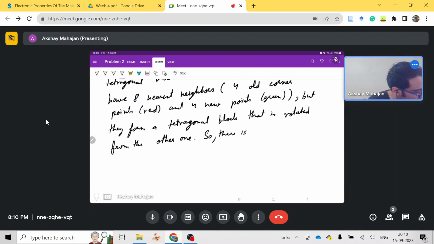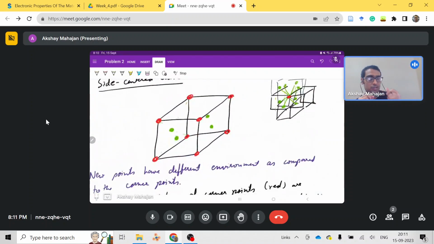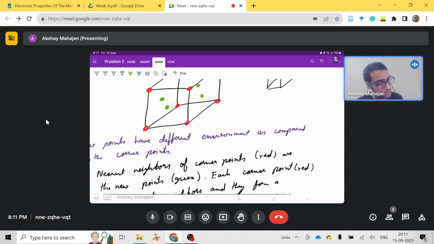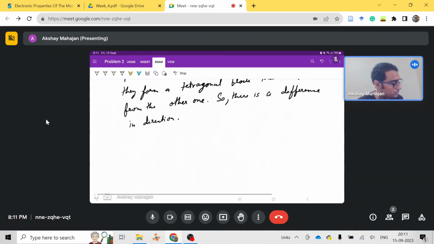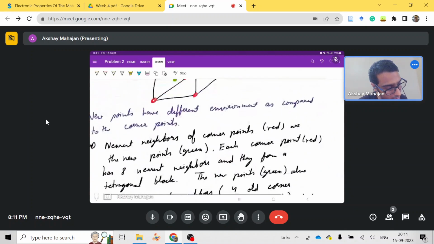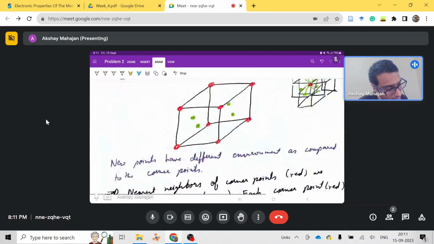So there is a difference in direction. Alright, so you can draw the nearest neighbors for the green one as well, and then what you find is that there will be 4 red points, and the 4 green points will be the nearest ones. I am not drawing it for now because we are already running out of time. So it is not a Bravais lattice.